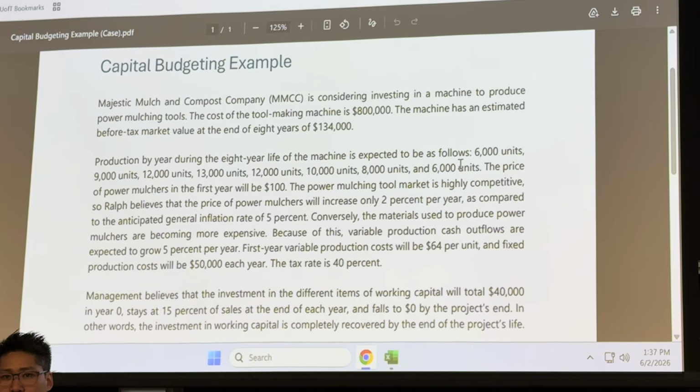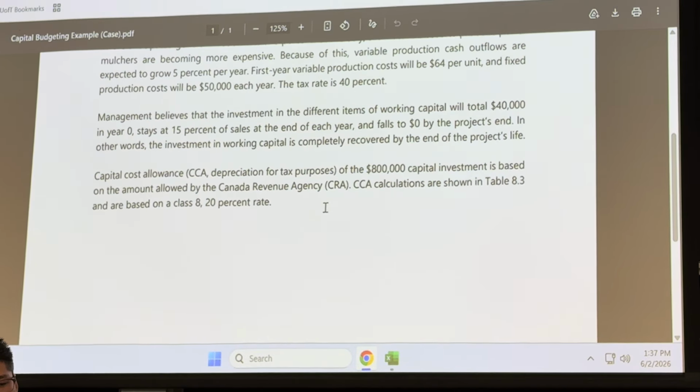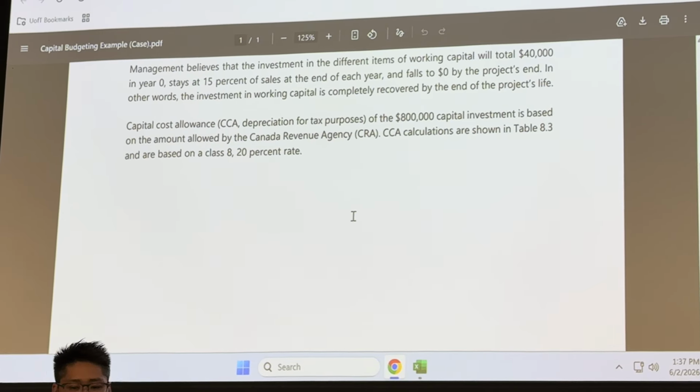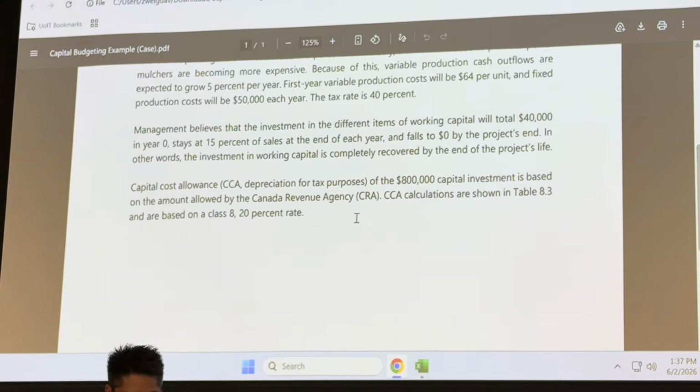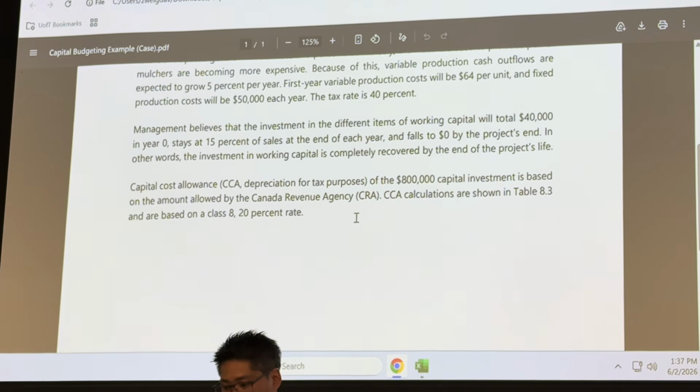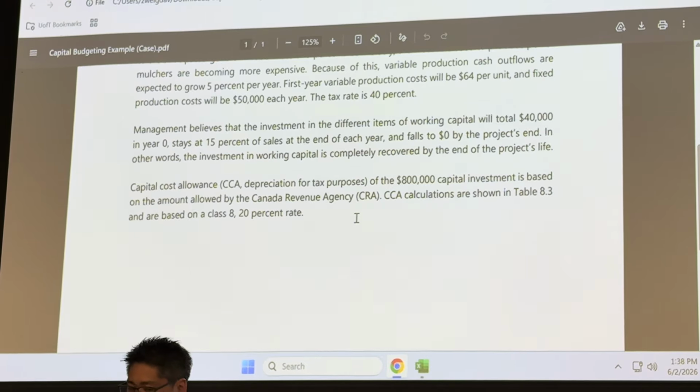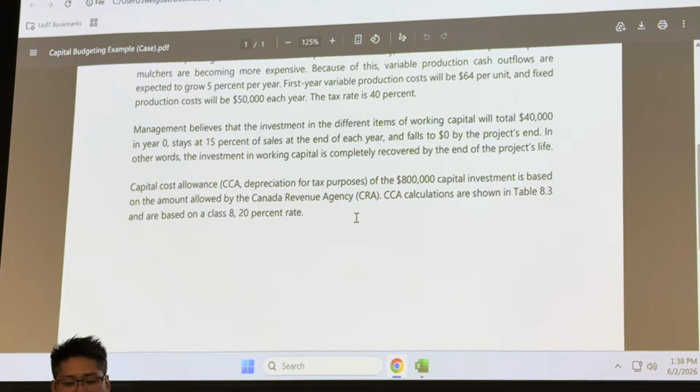So a whole bunch of information. Now, moving on to the third paragraph. Management believes that the investment in different items of working capital will total $40,000 in year 0, stay at 15% of sales at the end of each year, and fall to 0% by the project's end. In other words, the investment in working capital is completely recovered by the end of the project's life.